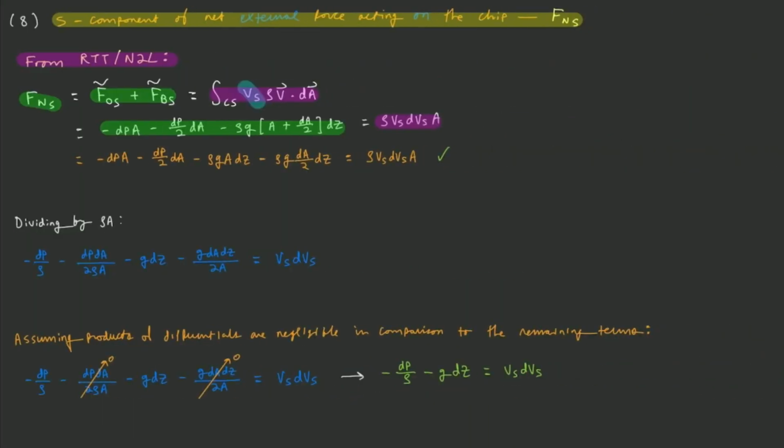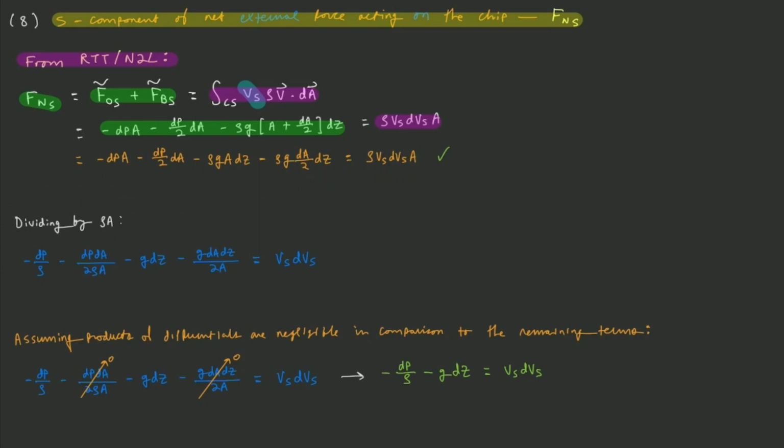Now, if you combine all of these terms, you have Fns, which is equal to Fos tilde plus Fbs tilde, equal to the linear momentum control surface flux term, the integral over the control surface of Vs rho V dot dA. You plug in all of the results. So you have negative dP A minus dP over 2 dA minus rho g times the quantity A plus dA over 2 dz is equal to rho Vs dVs A. Again, mapping just like this. And you simplify this, you get that Fns is essentially equal to negative dP A minus dP over 2 dA minus rho g A dz minus rho g dA over 2 dz, which is equal to rho Vs dVs A, right? This is just a simplification of this right here.